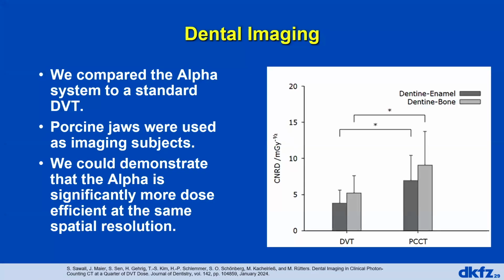We also compared this, of course, to the gold standard, the digital volume tomography system, and could show that in particular this alpha system we used for the clinical photon counting CT acquisitions is significantly more dose efficient at the same spatial resolution compared to the gold standard of DVT.